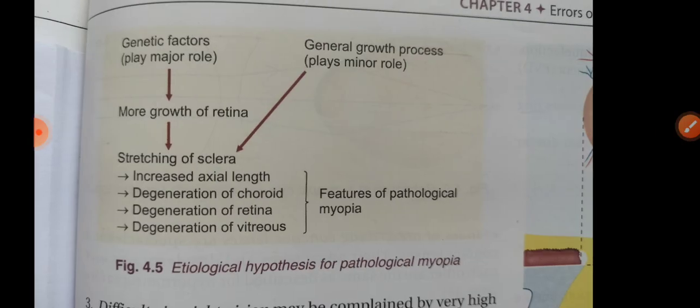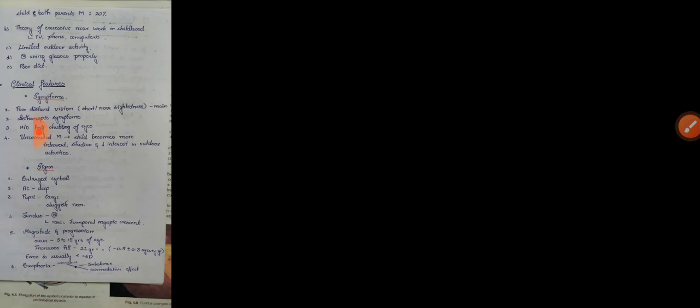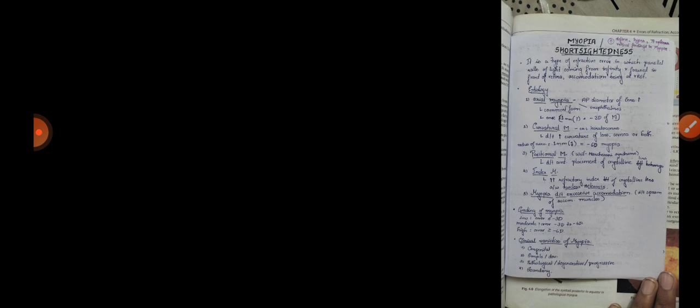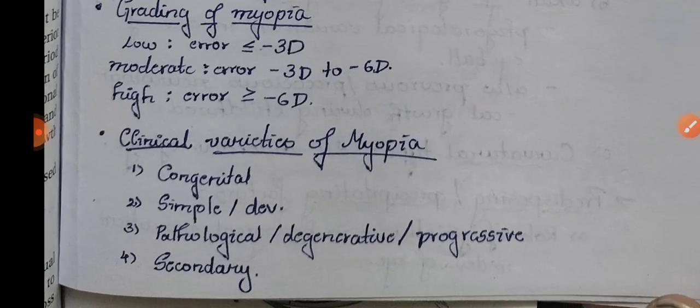That's it. This was myopia. Myopia has 4 types: pathological myopia, secondary myopia, congenital myopia, or simple or school going myopia. With this I will end this myopia here.